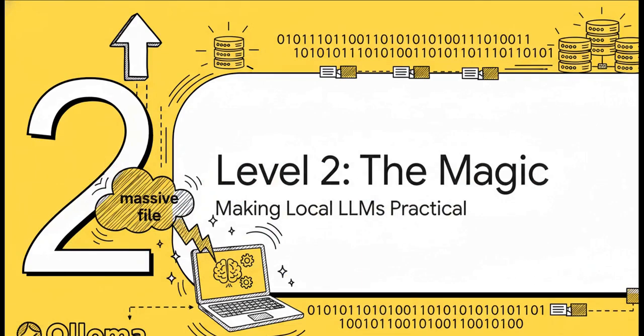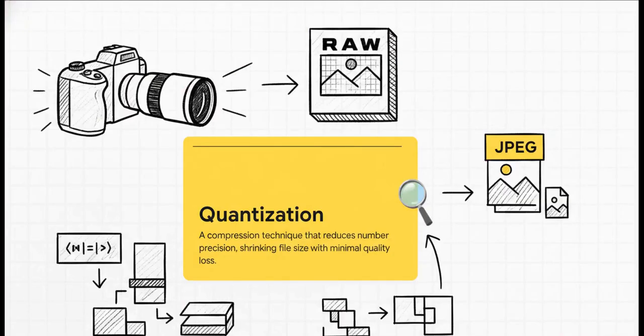So, let's level up. Welcome to level 2, the magic. This is where we get into the really cool part. How Ollama takes that enormous 200 gigabyte file and somehow makes it practical for your laptop. The secret sauce here is a technique called quantization.